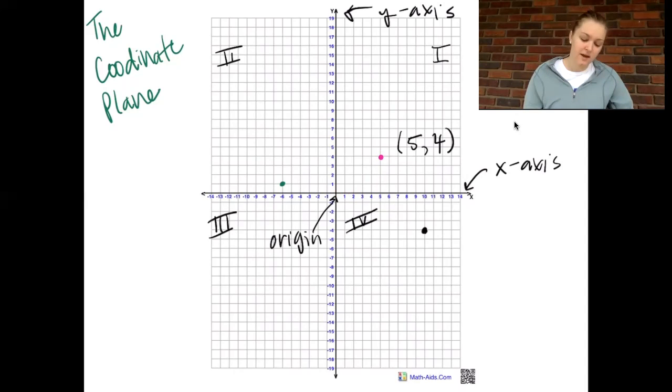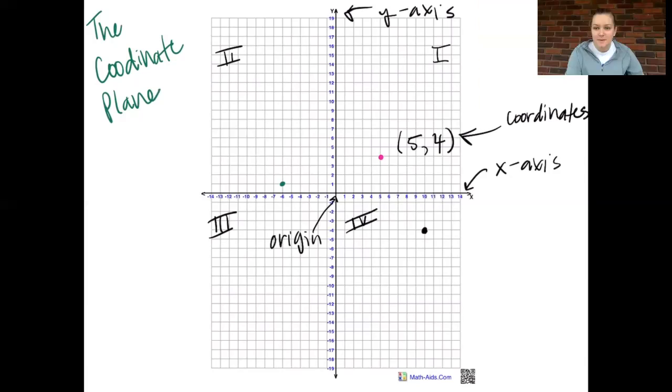Once we find what we call the coordinate pair, these are called the coordinates, or a coordinate pair. Specifically, the first number is your x coordinate, and the second number is your y coordinate. That first number is always x: how far left or right did you go? The second number is always y: how far up or down did you go?